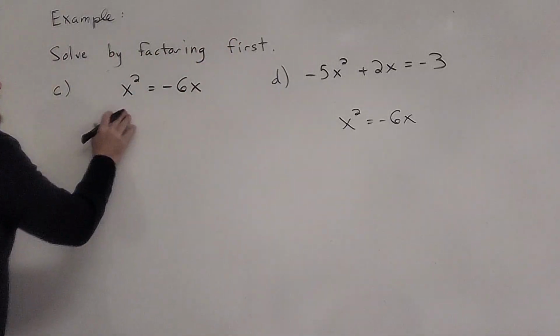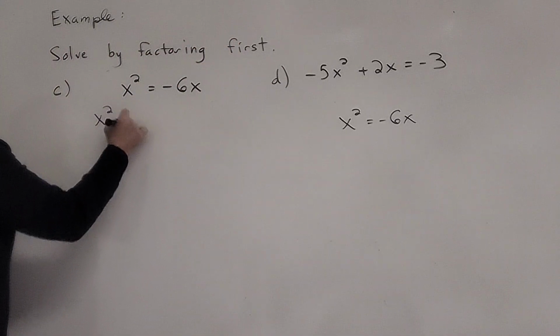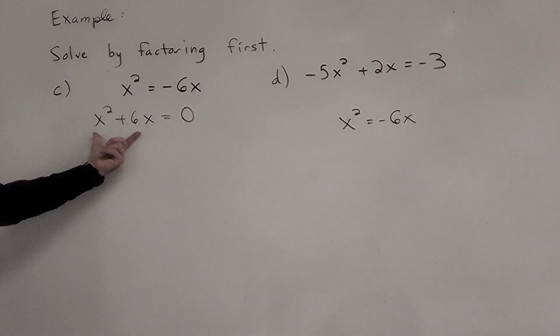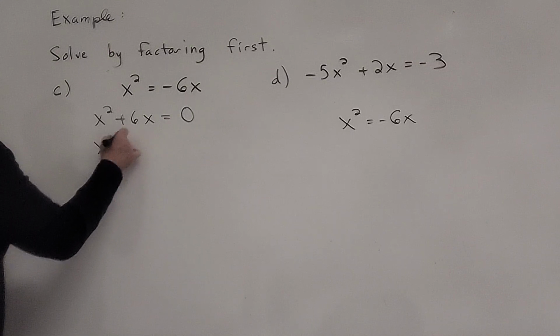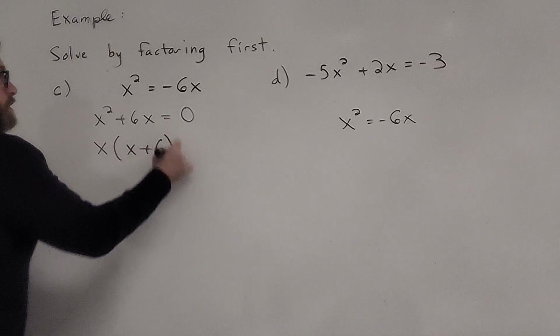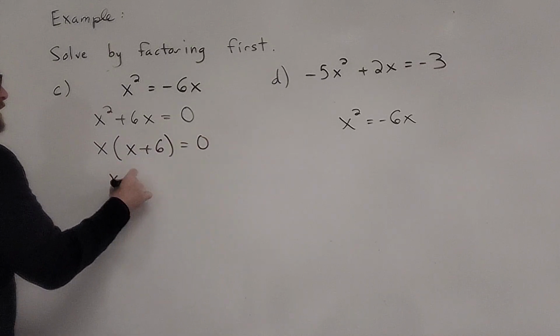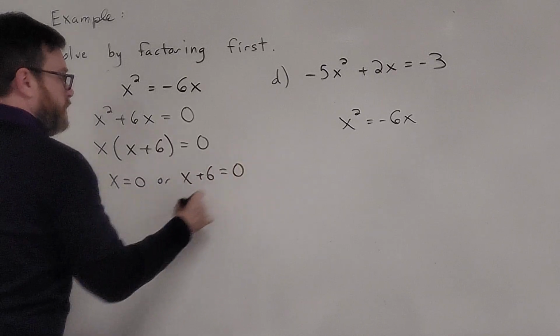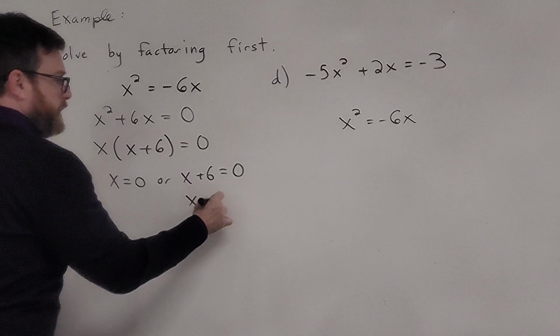So adding 6x to both sides, I'm going to have x squared plus 6x is equal to 0. Now I see if there's a greatest common factor, and there's an x, and I'm left with x plus 6 is equal to 0. So we have x is equal to 0, or x plus 6 is equal to 0. This is solved, so x is equal to negative 6.